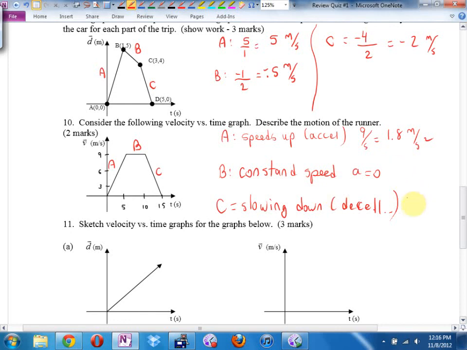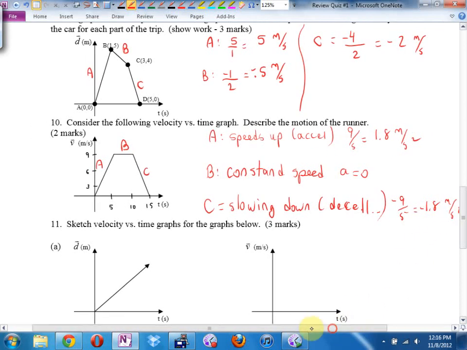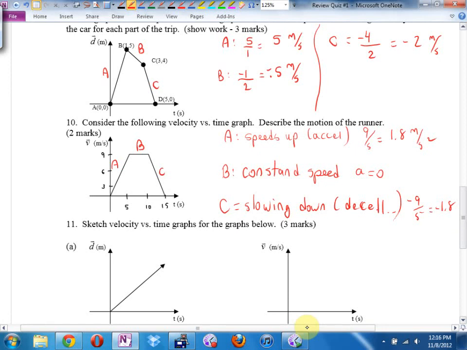Or if you were clever and you found the rise over run, again you get -9 over 5, so -1.8 meters per second squared. If you said coming to a stop, because it does look as though it comes to a stop right at time equals 15 seconds. Any other weird stuff?